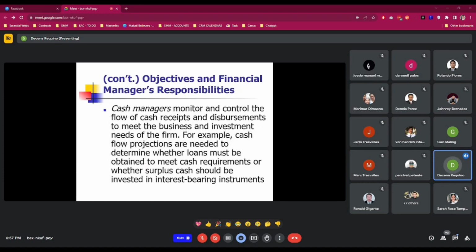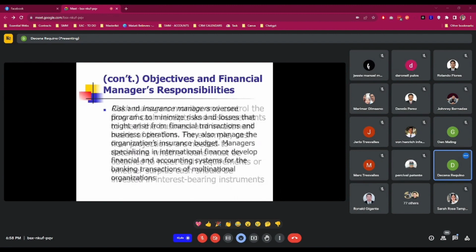Yung mga cash managers naman, they monitor and control the flow of cash receipts and disbursement to meet the business and investment needs of the firm. For example, yung cash flow projection are needed to determine whether loans must be obtained to meet cash requirements or whether surplus cash should be invested in interest-bearing instrument.